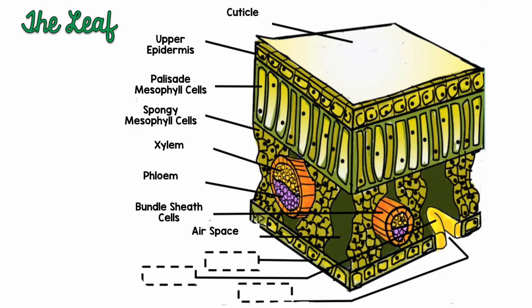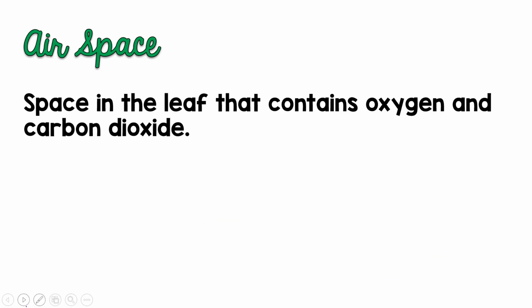Right, next up we have an air space. So all of this extra space inside the leaf is just air. And this is going to be made up of carbon dioxide and oxygen. And this oxygen is produced as a waste product in photosynthesis, which we'll learn about soon. And carbon dioxide is actually a reactant in photosynthesis that the plant is going to take in. And I will show you in a moment where the plant gets that carbon dioxide inside the leaf.